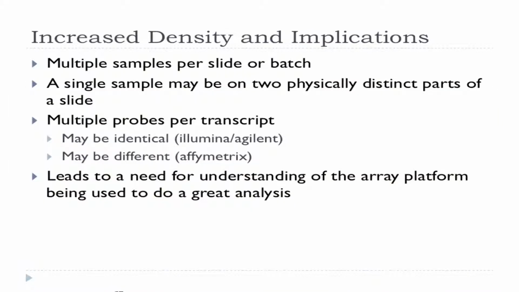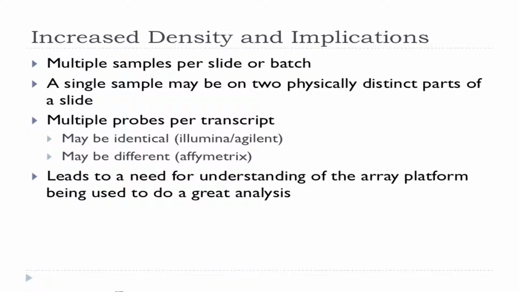The increased density brings along implications. You can have multiple samples per slide, or there are companies that make batch processes for these things. For example, Affymetrix has a system that can do 96 samples at a time in sort of a robotic fashion. We use a robot to do our Illumina arrays. We do them multiple at a time. A single sample may be on two physically distinct parts of a slide. So again, this is a bias or a covariate that we might need to account for.